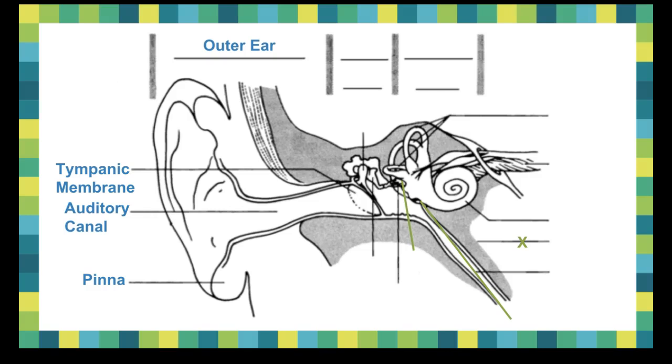And then we have the tympanic membrane, which you might have called the eardrum. Okay, that's going to vibrate and eventually send those vibrations into our inner ear. So tympanic membrane is kind of the fancier name for eardrum. So once we move past the eardrum into this area right here, we call that the middle ear.